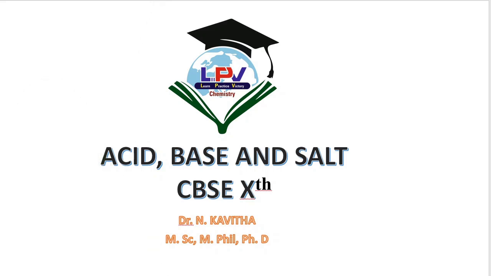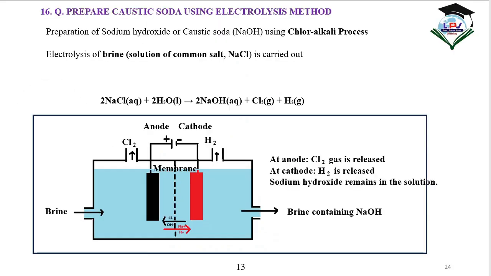Thank you, students. How to prepare caustic soda using the electrolysis method. Students, you know what is electrolysis? Electrolysis is a method in which direct current is passed through the solution. The solution taken here is common salt, otherwise known as sodium chloride. So here the electrolysis of brine is done. Brine is sodium chloride.